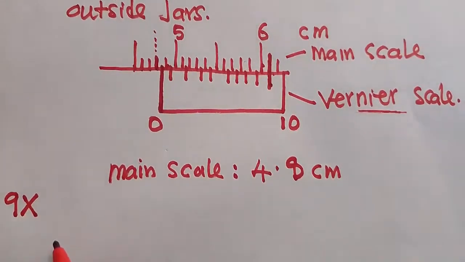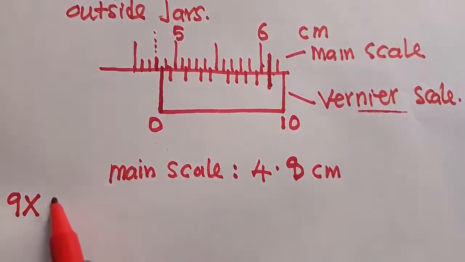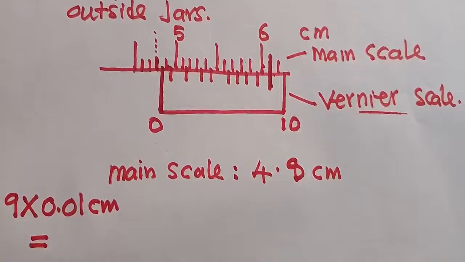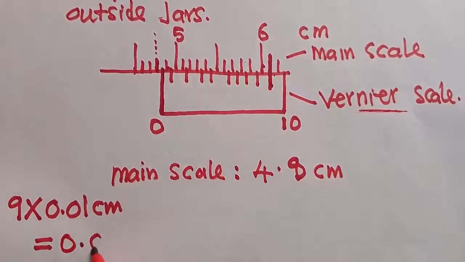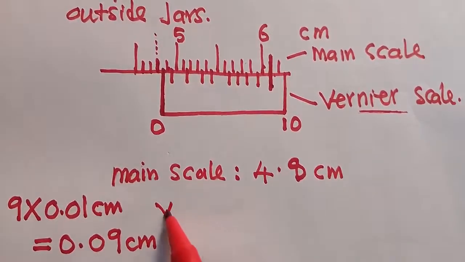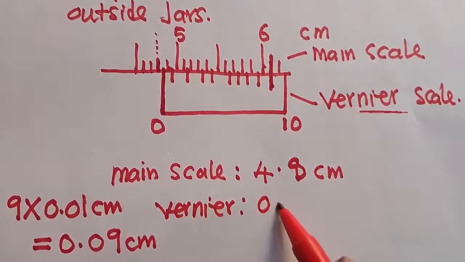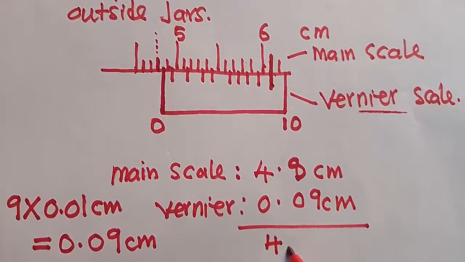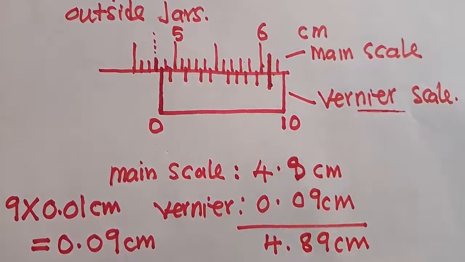You multiply by the accuracy. Have you seen that the scale is in centimeters? Almost all the questions you are going to find, the scale under the Vernier calipers will be in centimeters, with accuracy 0.01. Multiplying 9 by 0.01 gives 0.09 centimeters, which is the Vernier scale reading. Then for the total reading, you add the two, and you get 4.89 centimeters. This is your final reading.